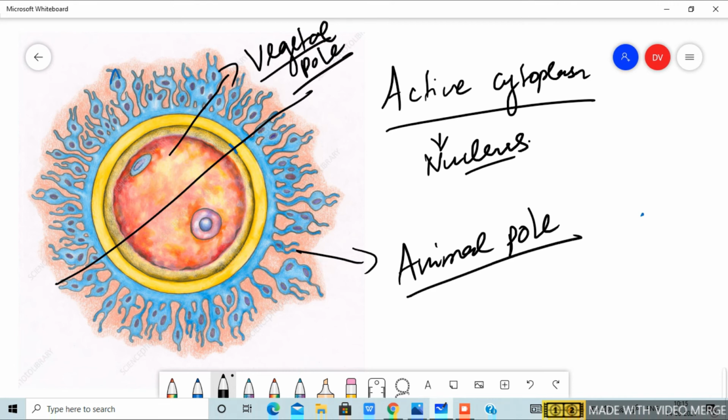Animal pole is where you have the active cytoplasm, that is, where the nucleus is present. So just know there are two poles of an egg, the animal pole and the vegetal pole. Now, what is the significance of the animal pole? It has a beautiful significance. The sperm always enters through the animal pole, so that it becomes easy for it to penetrate and fuse with the nucleus of the egg. The sperm always penetrates through the animal pole.